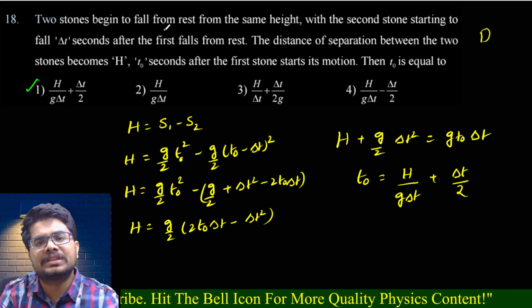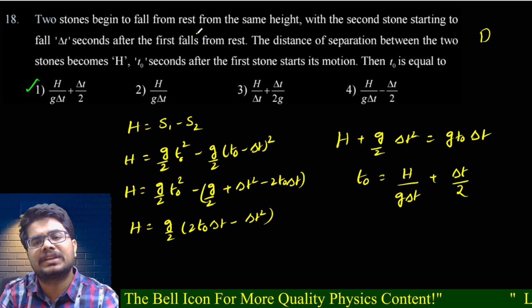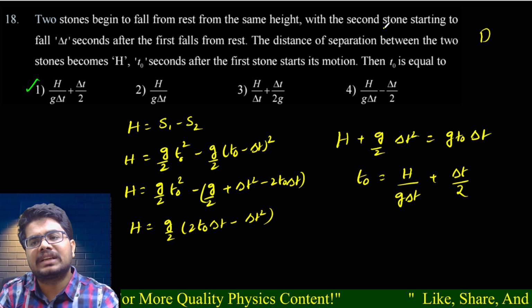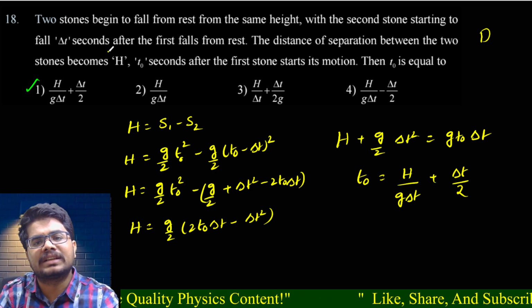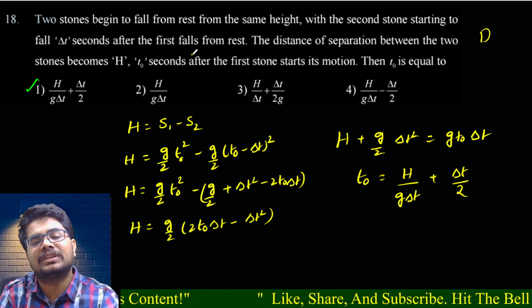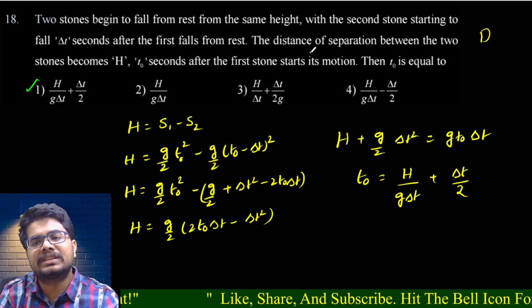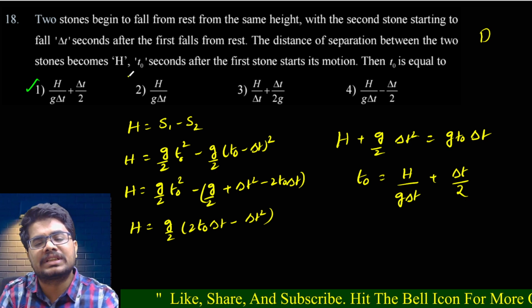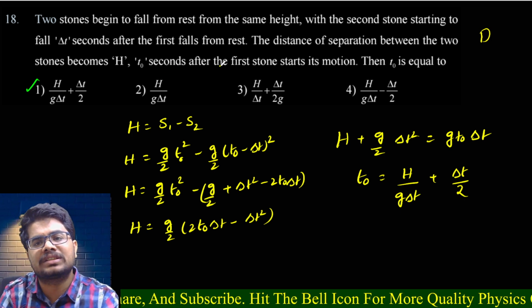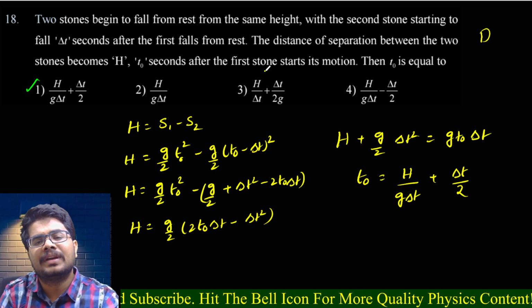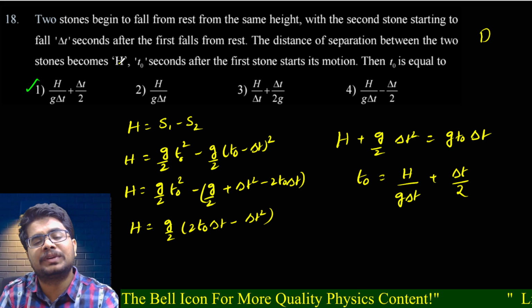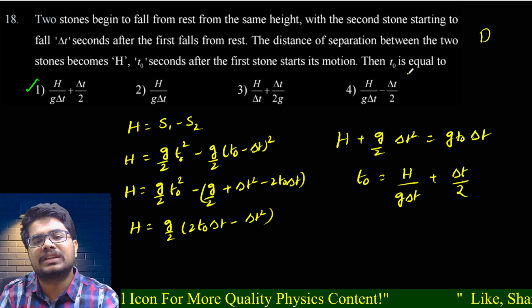Two stones begin to fall from rest, from the same height they started. The second stone starts to fall delta t seconds after the first stone. When the first stone falls, after delta t seconds the second stone is started. The distance of separation between the two stones is h at t naught seconds after the first stone starts its motion. Then what is t naught, they're asking.